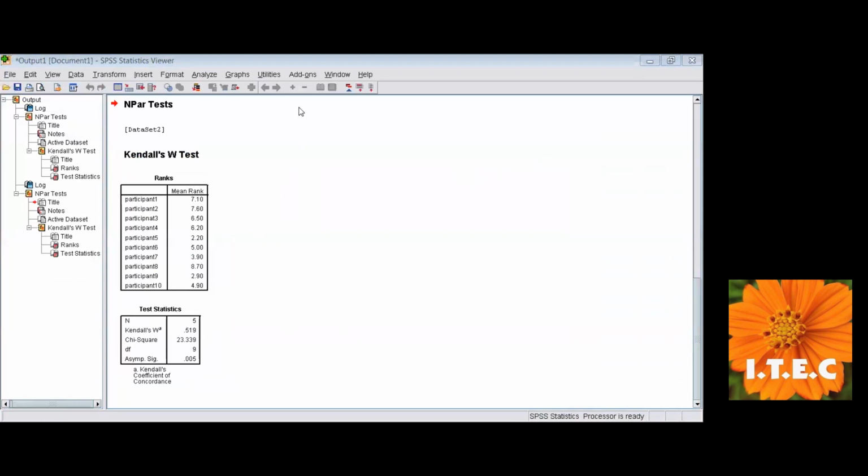So Acharya, we cannot say which judge is rating better. You can't say participant is better, because it is the judges.